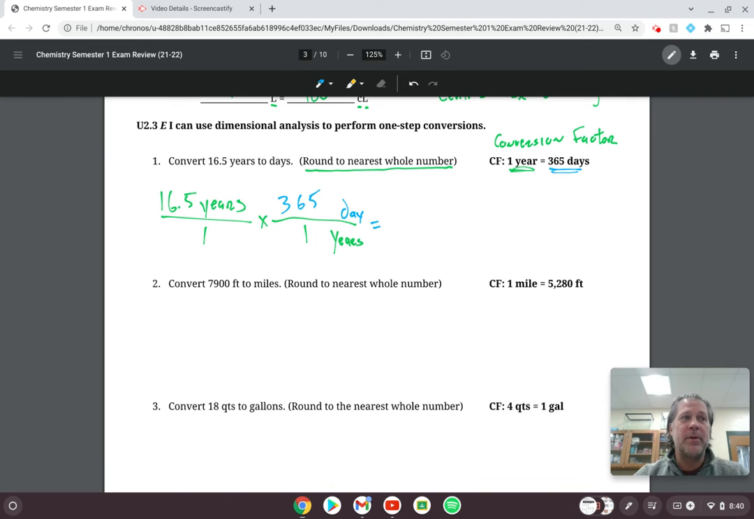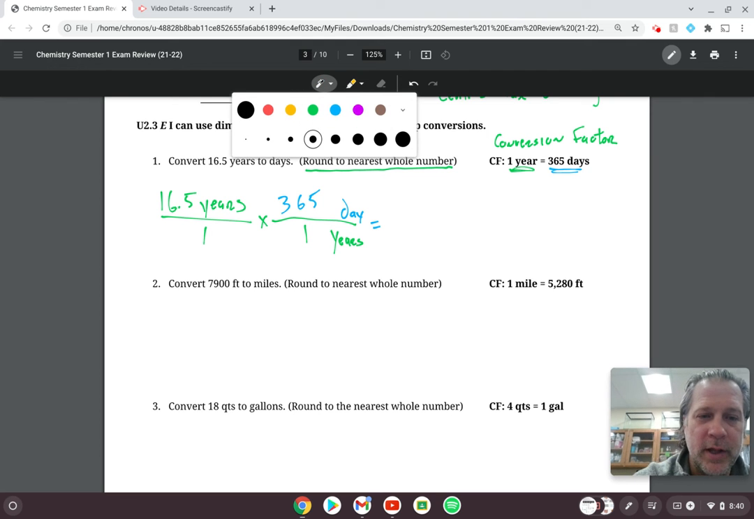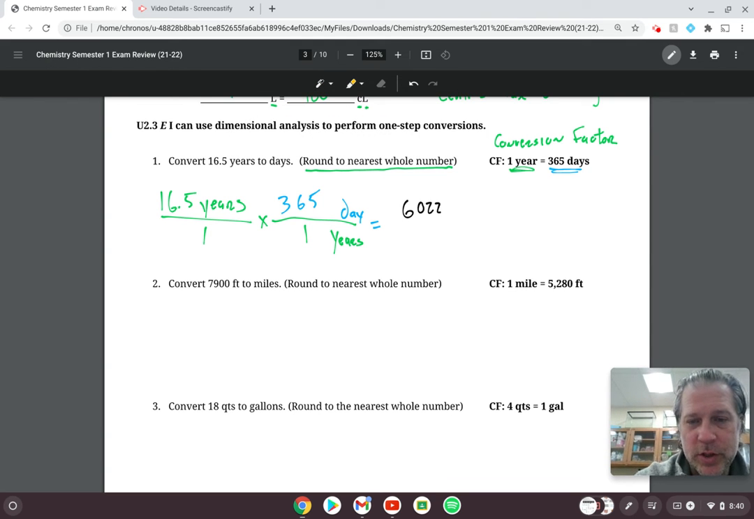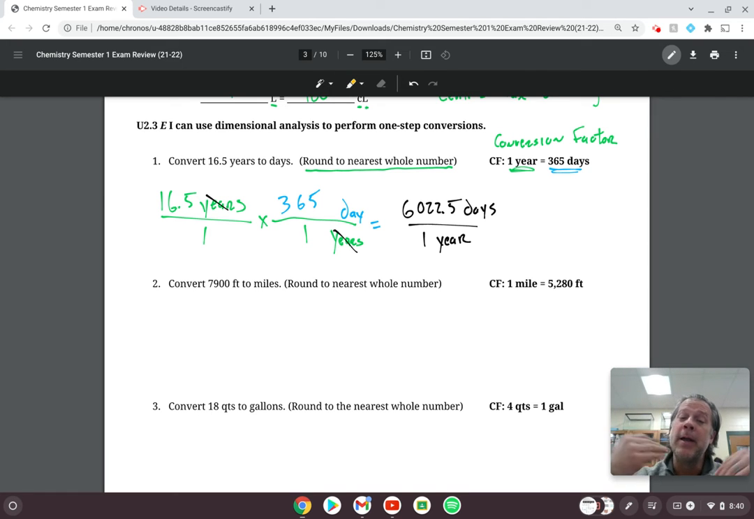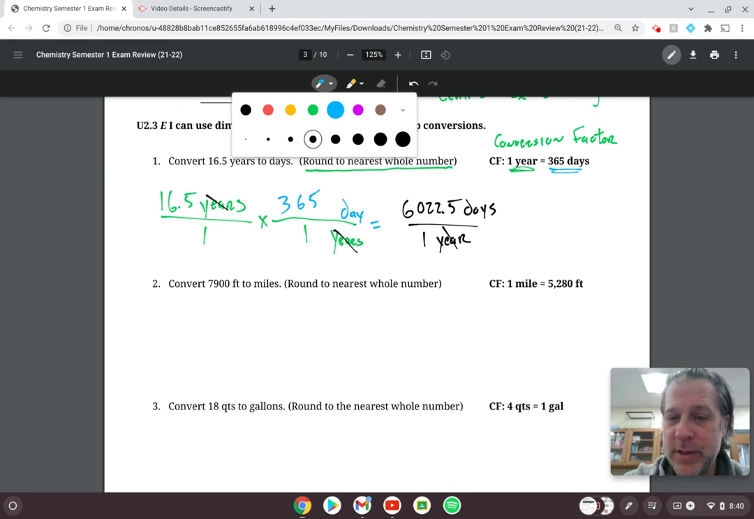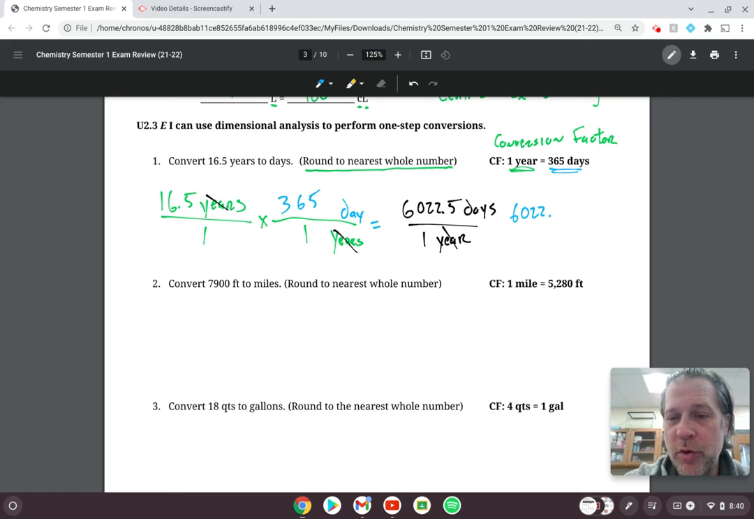We always multiply across the top and then divide. So you may recall that when we did this in the past, we would take 16.5 times 365, and we would have 6,022.5 days over 1 year. In this case, the unit for years cancels out, which is really important. Now we would divide 6,022.5 by one, which is 6,022.5. Now we are going to round it to the nearest whole number. So that 5 will round that 2 up, and the final answer is going to be 6,023 days.